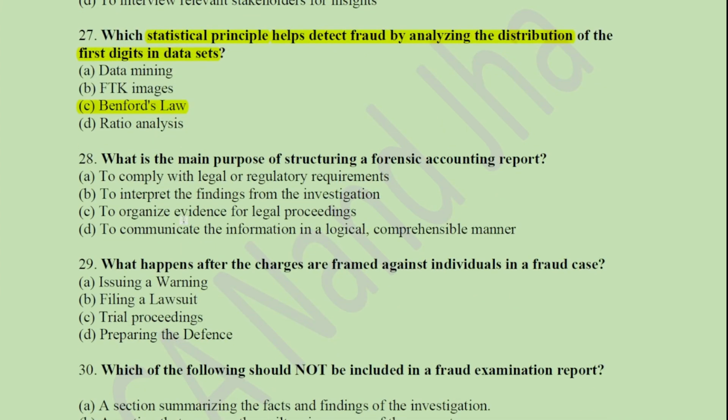What is the main purpose of structuring a forensic accounting report? To comply with legal or regulatory requirements, to interpret the findings from the investigation, to organize evidence for legal proceedings, to communicate the information in a logical and comprehensive manner.